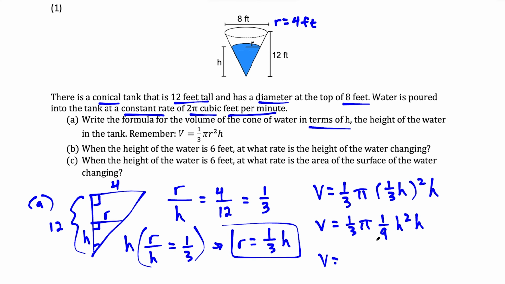So now we could just simplify everything. 1/3 times 1 over 9 is going to give us 1 over 27. And then we have pi times h to the second times h to the first is h to the third power. So here's our formula for the volume of the cone, all in terms of h.